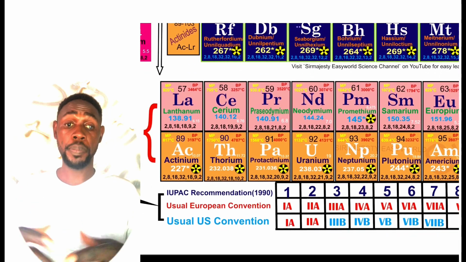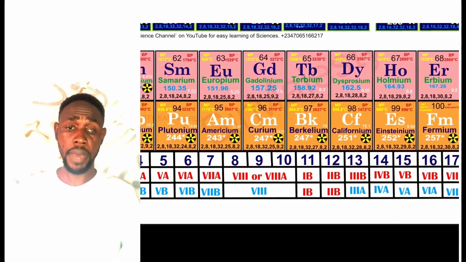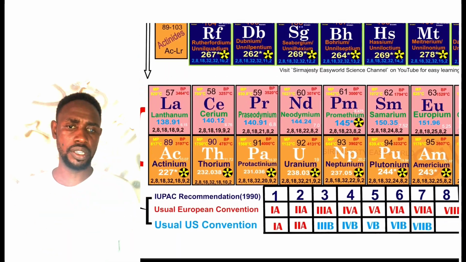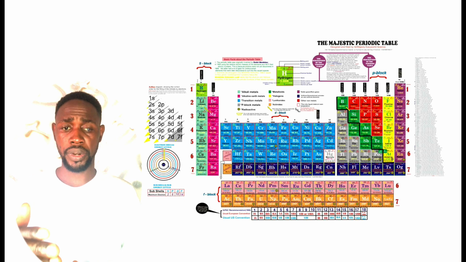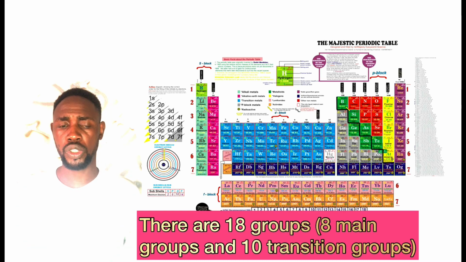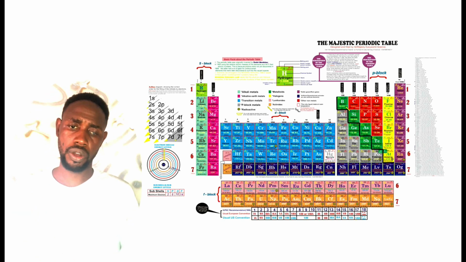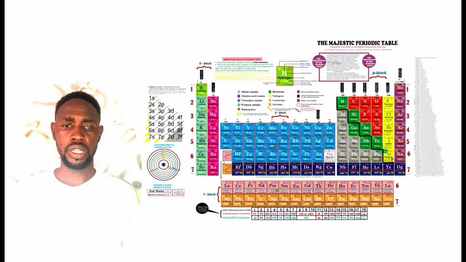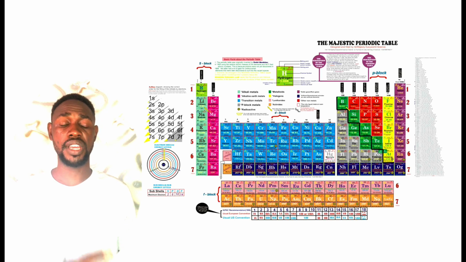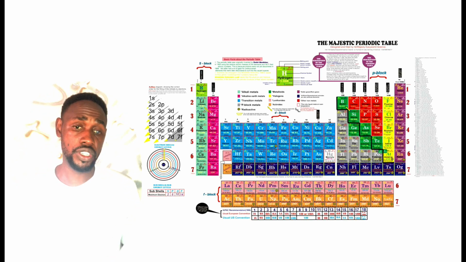We have the IUPAC recommendation as amended in 1990, which was to number the groups from 1 to 18. To a preliminary learner of chemistry, you might think there are only 8 groups. No, there are 18 groups. But in numbering them, the European Convention and the US Convention contradict each other to an extent. So the IUPAC Convention is to number each group serially, starting from group 1 to the noble gases, from 1 to 18. So if you are talking about the boron group, according to the IUPAC Convention, the name is nothing but group 13.